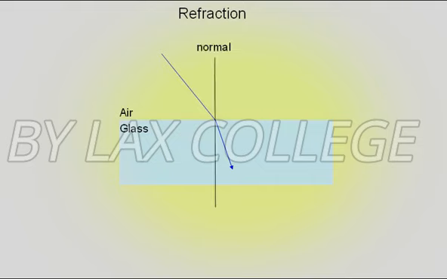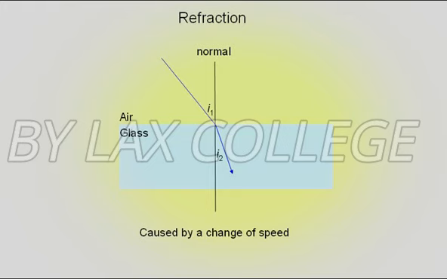If we mark on a normal at 90 degrees to the glass-air interface here, we will call this angle I1 and this angle I2. Refraction is caused by a change of speed. The ray of light actually travels much slower in glass than it does in air.